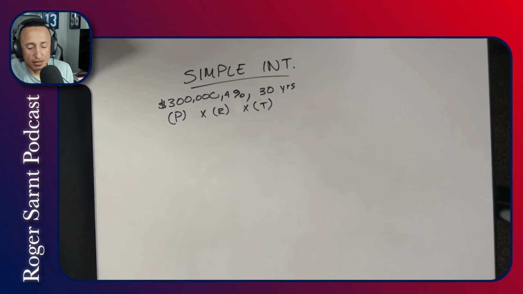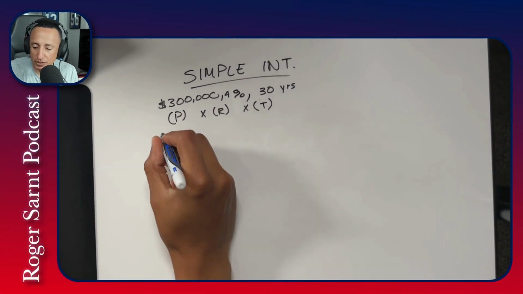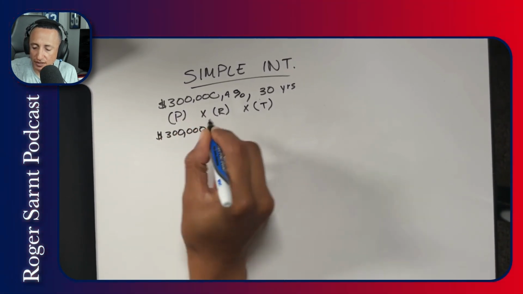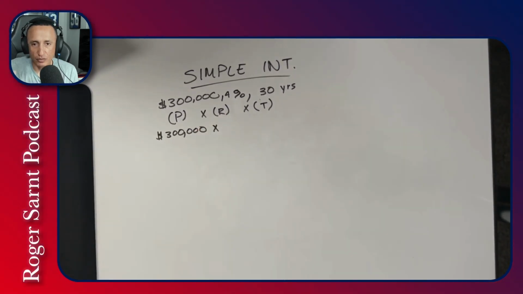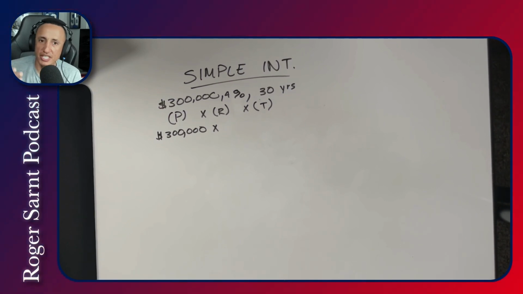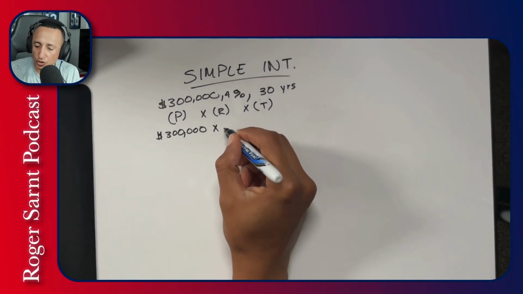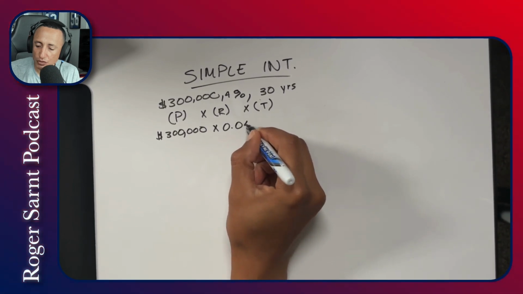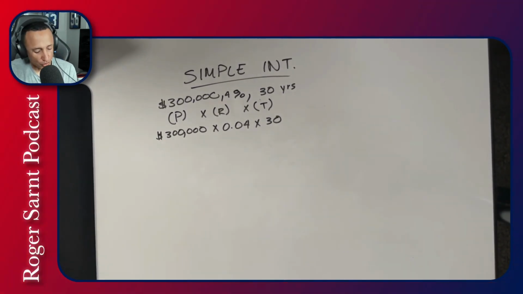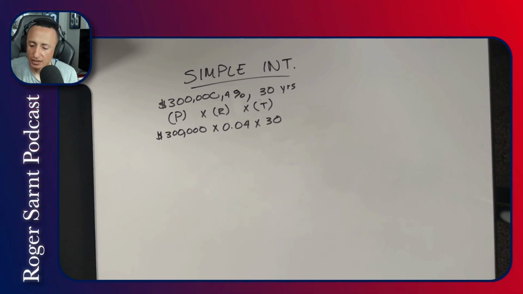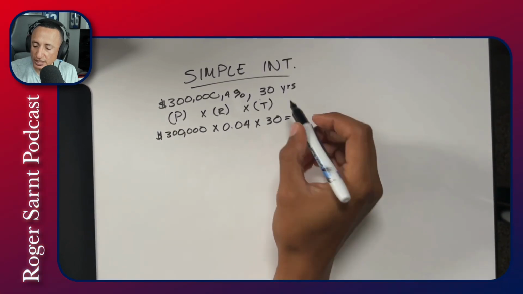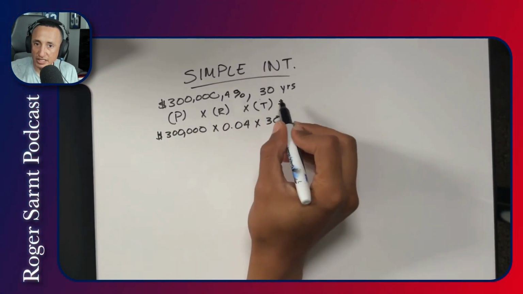So we already have the amount, right? We have the principal, which is going to be $300,000. We have the rate, which is 4%. And when you're doing your calculations, you must put the percent in decimal form. So 0.04, and that's going to be times 30 years, times 30. So we already have the P, the R, and the T, right? And that's PRT.